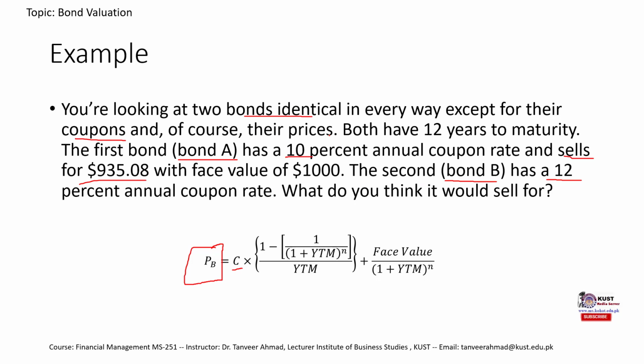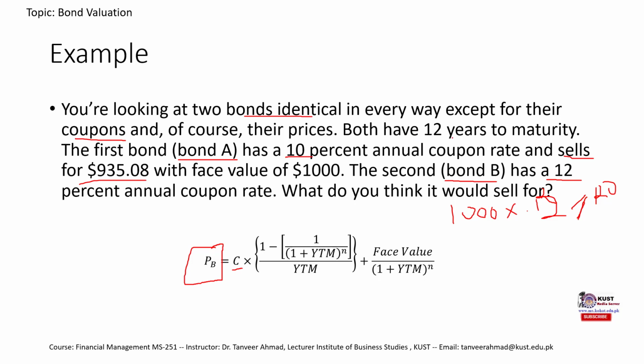So if the rest of the items are similar, then we know that the face value would be 1000, and the C would be 1000 into 0.12. That would be 12 by 100. And this would give us 120. So we know C is 120. What about YTM? Okay, let's come to the YTM at the end. Let's first see what would be the N.